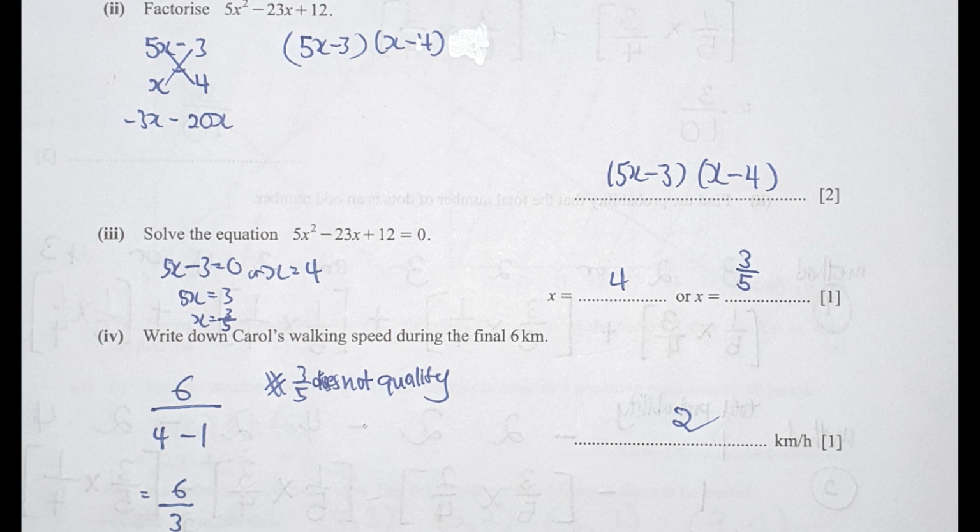Okay, part 4 here, you're required to choose between the x results that you have gotten and decide which will be the valid value that you should substitute in. So based on the results that we have, 3 over 5 cannot be minused by 1 because it will give a negative result. So automatically we eliminate that and choose 4 for the substitution. So your walking speed for the last 6 kilometers is actually 2 km per hour.